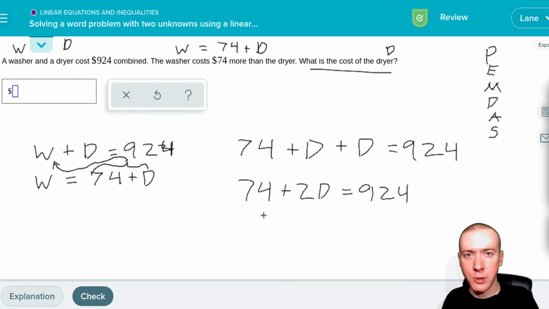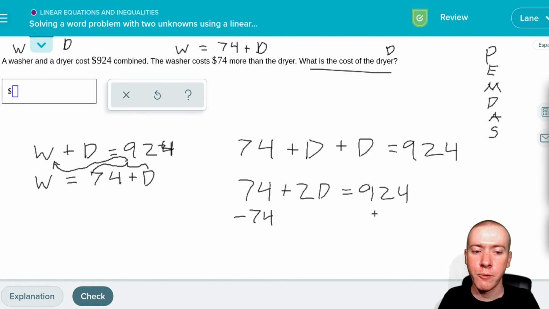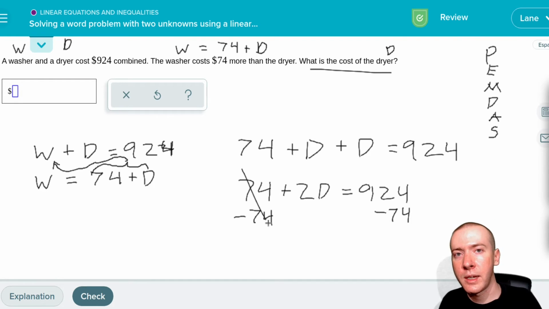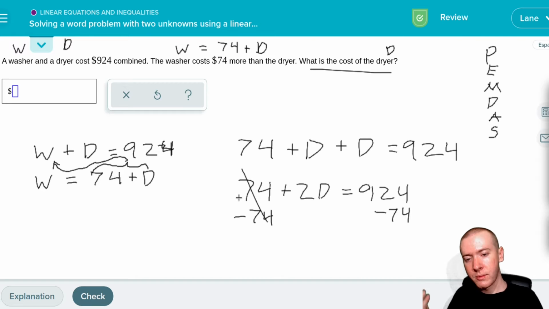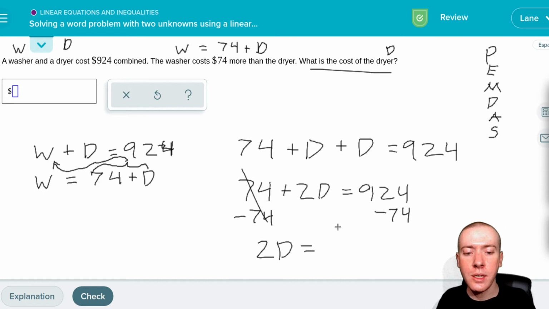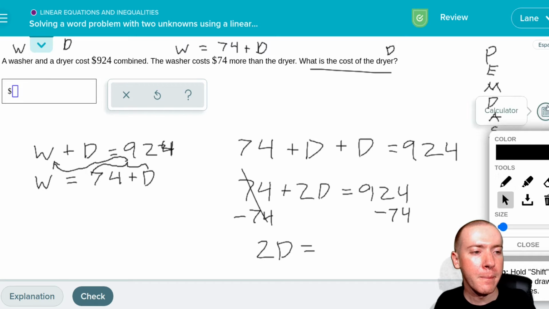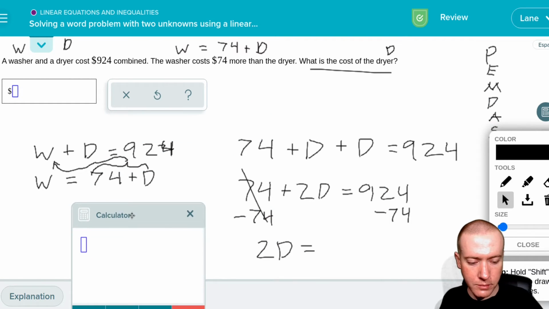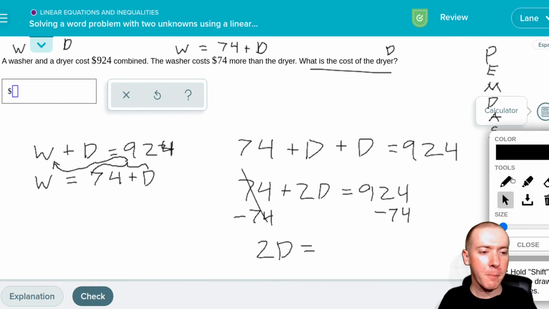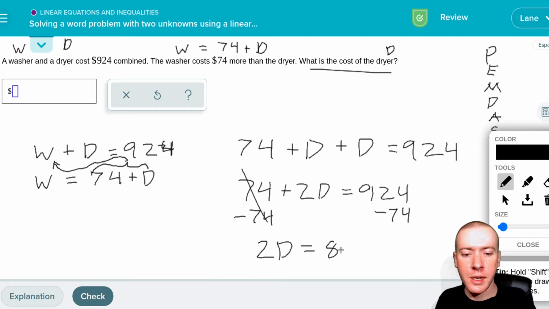To move the 74, because 74 is involved in addition, we use the opposite operation of addition. The opposite of addition is subtraction. So if we subtract 74 from both sides, that will cancel out the 74s on the left. 74 minus 74 is 0. And what we'll be left with is 2D equals 924 minus 74. Let's use the calculator for that. 850. Okay. So 2D equals 850.